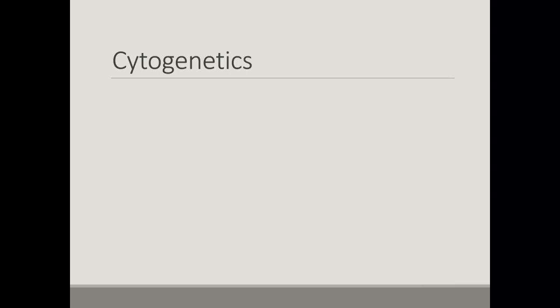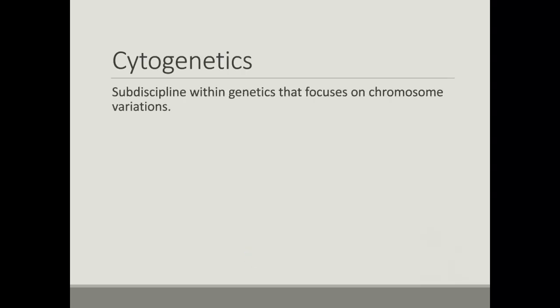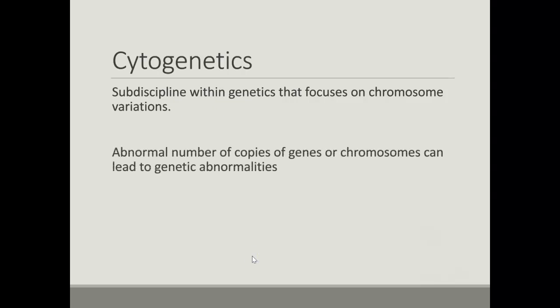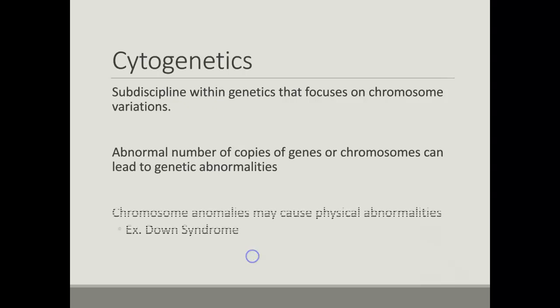So great, we have a snapshot, we have a picture. What can we do with it? Here's what we can do. We can actually have a whole subdiscipline within genetics that focuses on these variations in chromosomes. And we can look at both an abnormal number of copies of the chromosomes, and we can also look at abnormal structures of chromosomes. So if you don't have 46 chromosomes, if you have 45 chromosomes, or if you have 47 chromosomes, there are abnormalities that are related to that.